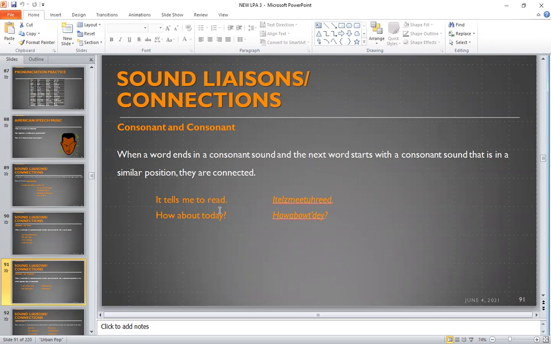Sometimes we read it as "what you call it." Okay, so that's an example of sound liaisons or connections. Again, we are not expecting you to do it right away, but if you practice and try to include this when you're conversing, then you would sound neutral, or natural, because you'd be speaking their language really.